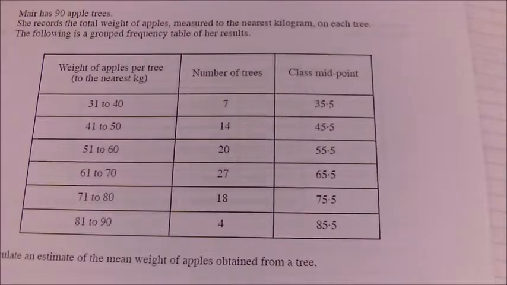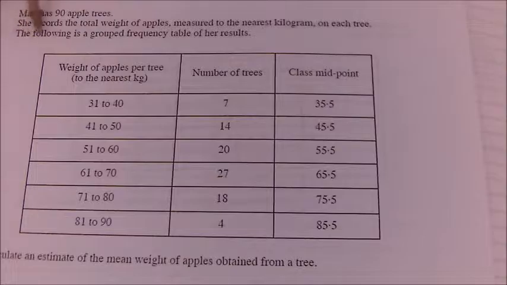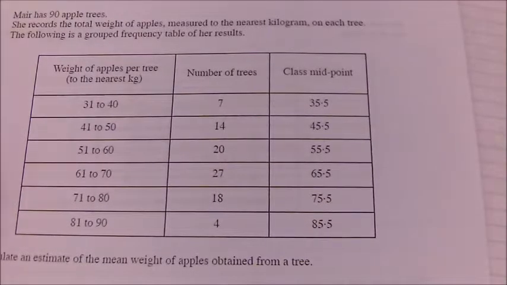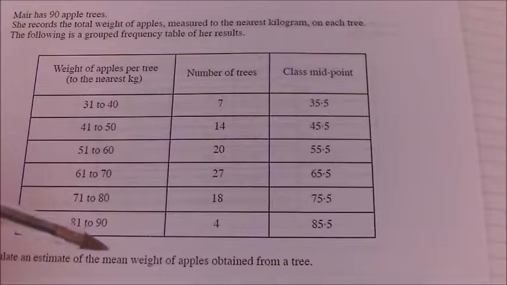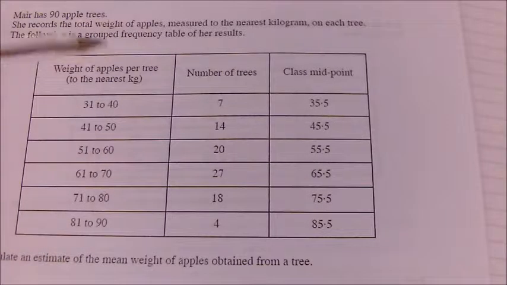So question 2 is, Maya has 90 apple trees. She records the total weight of apples measured to the nearest kilogram on each tree. The following is a grouped frequency table of her results. Calculate an estimated mean weight of apples obtained from a tree.